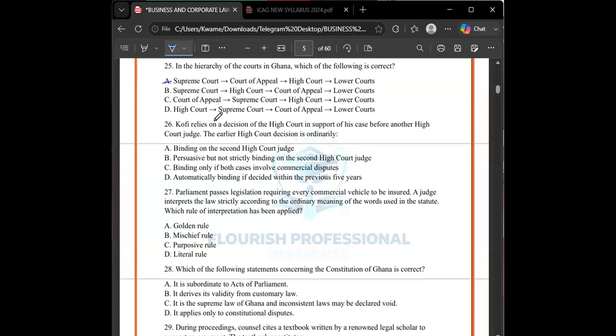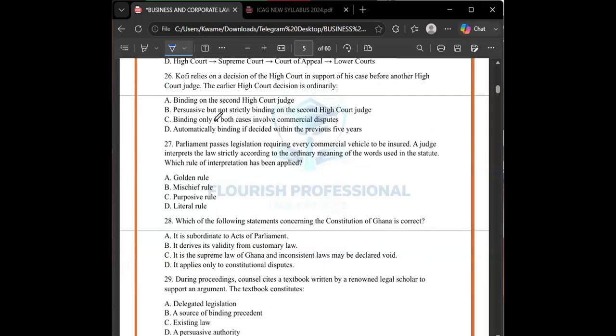For this one, I don't have to explain much. It's a rank. It's an order. Okay. So, Sir, please, I have a question. Is appeal court the same as court of appeal? Or are they different things? It's the same. It's the same. Okay. They are the same.